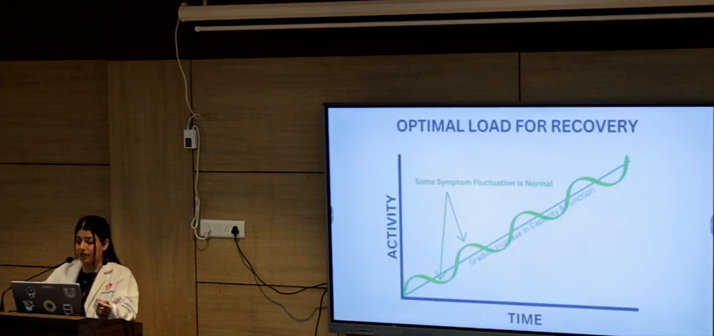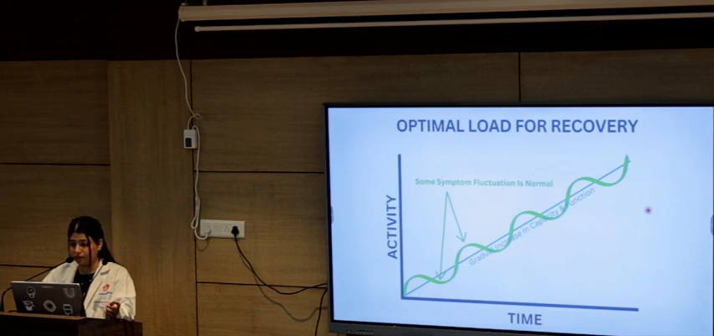This graph illustrates the concept of optimal load for recovery during rehabilitation after a sports injury. It shows that recovery is not a straight path, but it involves fluctuation in the activity levels, which is a normal part of the healing process. Temporary setbacks or symptom flare-ups may occur, but with consistent and appropriate progression of the rehabilitation load, overall functional improvement continues. This emphasizes the importance of a graded rehabilitation approach, where symptom fluctuation is expected and does not indicate failure or re-injury.